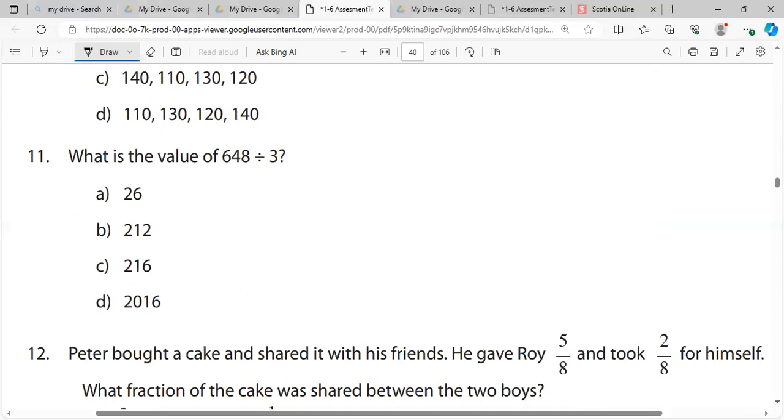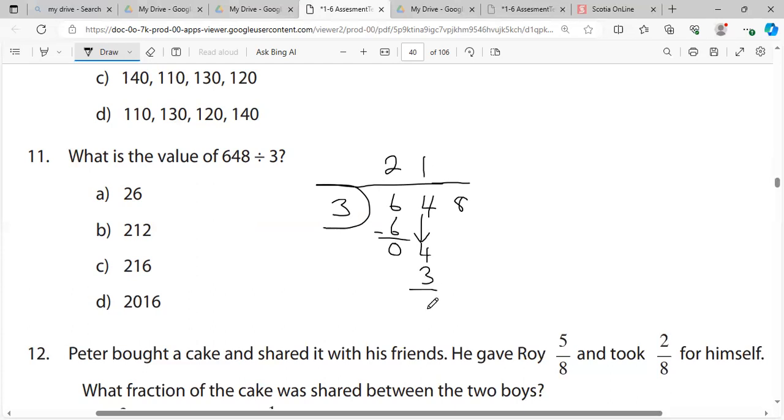Number 11 says, what is the value of 648 divided by 3? So that's 648 divided by 3. Alright, so let's go. 3 into 6, that goes 2 times. 3 times 2, 6. So we subtract and we get 0. Alright, carry down the 4. 3 into 4 goes 1 time. 3 times 1, 3. Subtract, carry down, and then divide. Alright, so carry down 8. We get 18. And then we say 18 divided by 3 gives us 6. 3 times 6, 18. So our answer is 216. That's C.